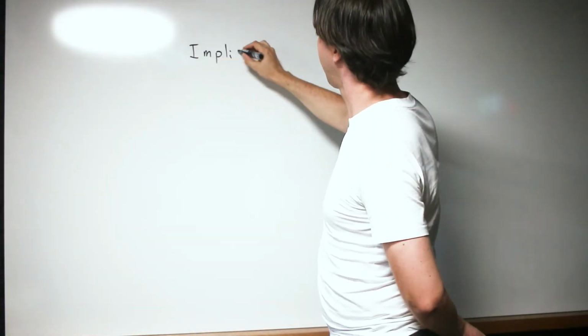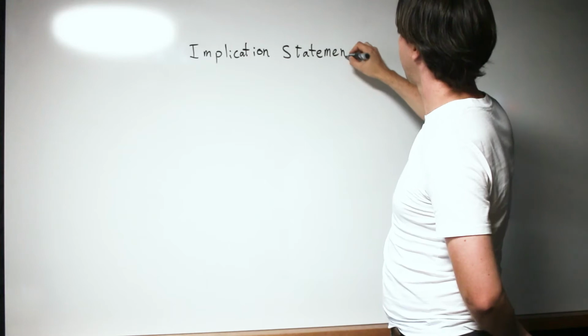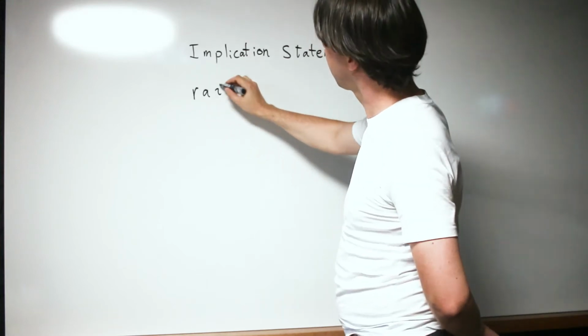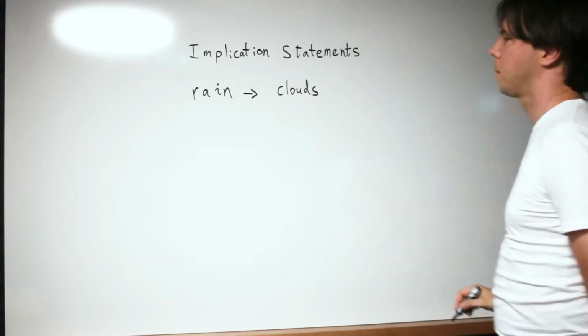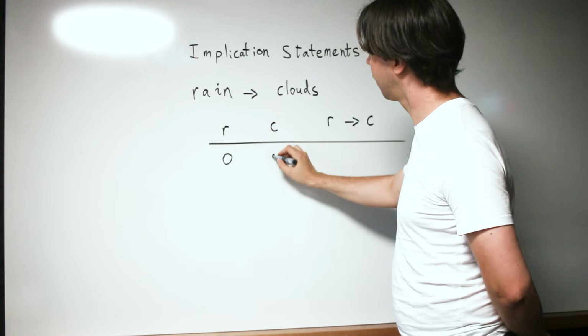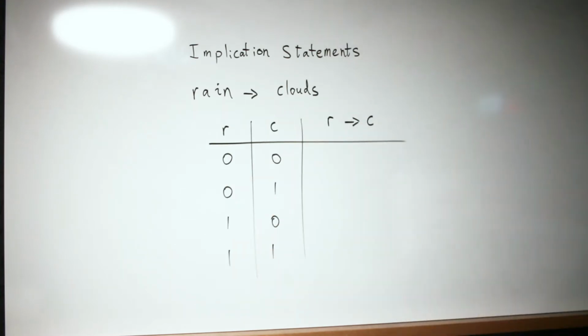Welcome back. Today's lesson is going to have implications. An implication statement is like a guarantee or a contract. Let's say rainy weather guarantees clouds in the sky. For which combinations of rain and clouds does this implication hold?